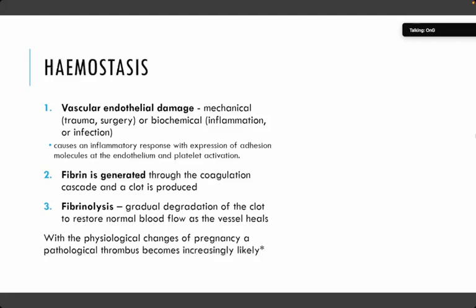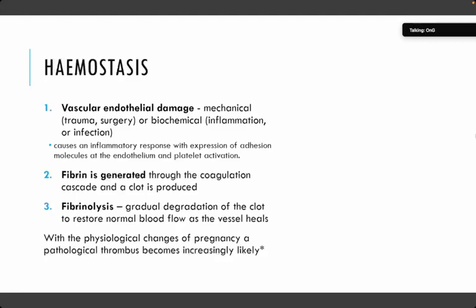Hemostasis is a physiological process that leads to cessation of bleeding from a blood vessel. It involves multiple interlinked steps, such as vascular endothelial damage, which can either be due to mechanical trauma to a blood vessel through surgery or trauma, or it could be from biochemical damage, such as through inflammation or infection. And then fibrin is generated through the coagulation cascade, after which a clot is formed. The last step is fibrinolysis, which is gradual degradation of the clot to restore normal blood flow as a blood vessel heals.